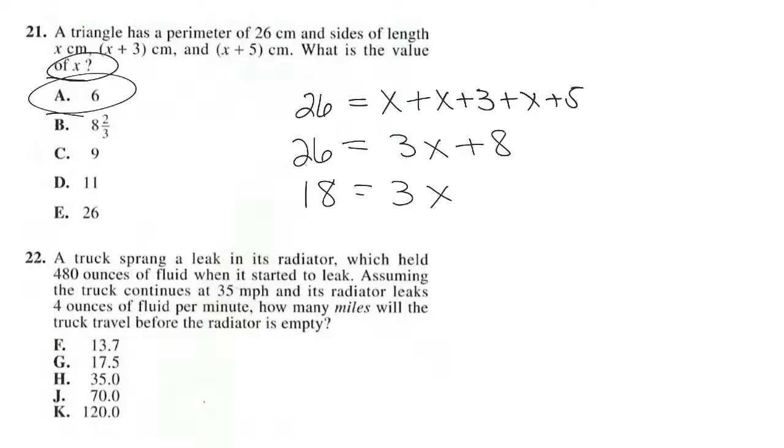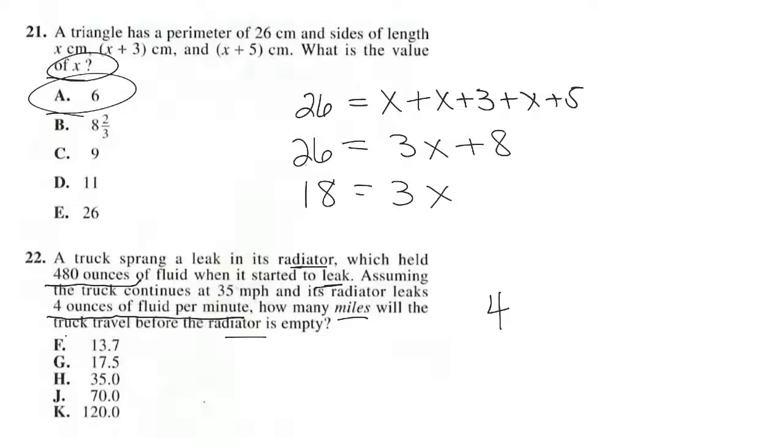All right, number 22, we have 480 fluid ounces is what the radiator had when it started to leak. How many miles will the truck travel before the radiator is empty? So really I need to know here 4 ounces per minute. So I need to know how long it's going to take for our truck or the radiator to run out.